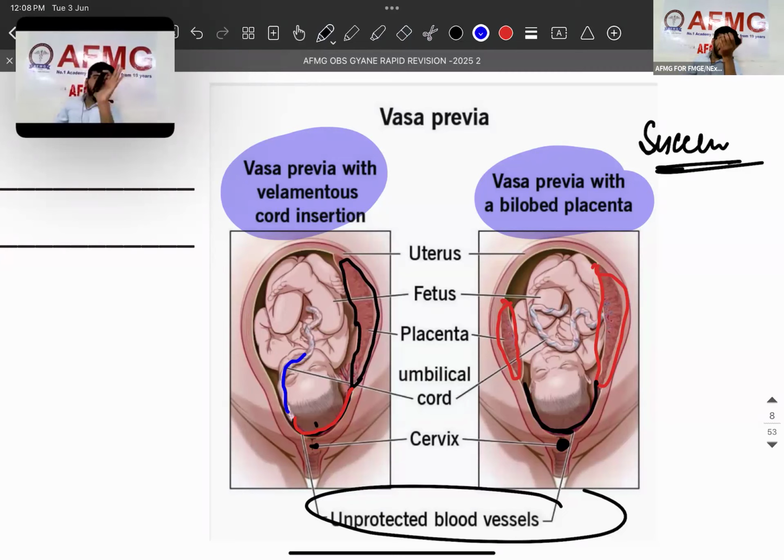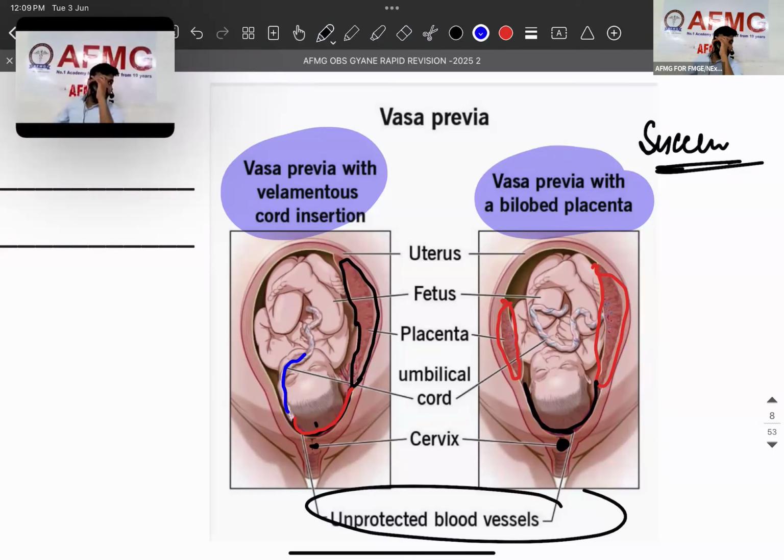So there can be three scenarios. Okay, I will teach you in the antepartum fetal surveillance. We will not bring that here. I will teach you how to do the Doppler, what are the findings of Doppler, what are the results, and what is the management after getting the results of Doppler. We need to check how the blood flow is compromised. Vasa previa is clear? Yes.